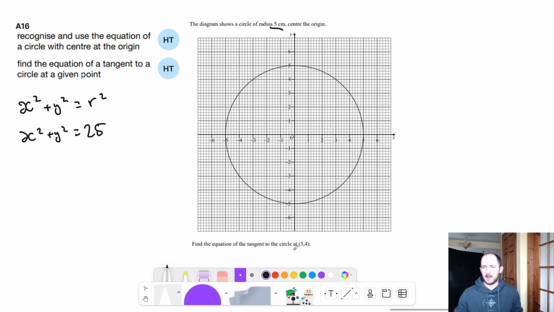Now, here is where things get a bit more interesting. The diagram shows a circle of radius 5 centimeters with the center at the origin. Find the equation of the tangent to the circle at (3, 4). So (3, 4) is right here.